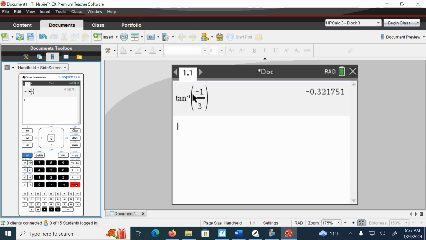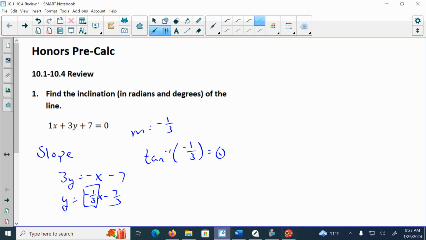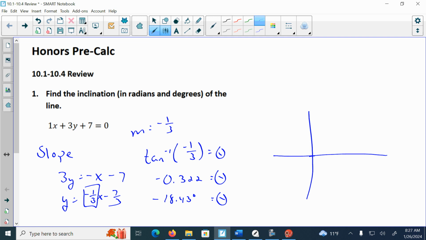So I'm going to say theta is equal to negative 0.322, and then in degrees, when I change that to degrees, that ends up being negative 18.43 degrees. The problem is that the inclination of the line, remember when we talked about it, has to be this positive angle, so it has to be between 0 and 180.